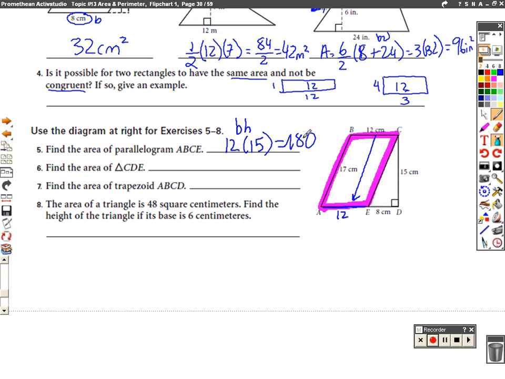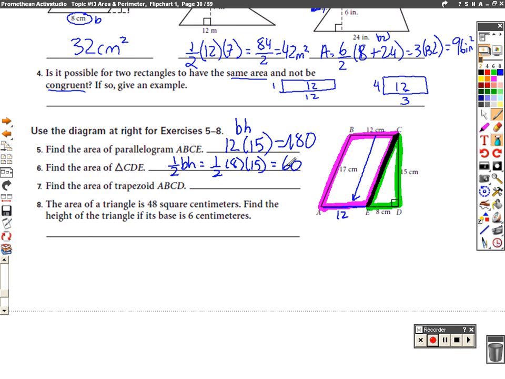All right, find the area of triangle CDE. Let's look at that triangle. I'm going to use green here. CDE. So that's our 1/2 base times height, which is 1/2 base of my triangle is 8. Height of my triangle is 15. 1/2 of 8 times 15 is going to be 60. 8 times 15 is 120.